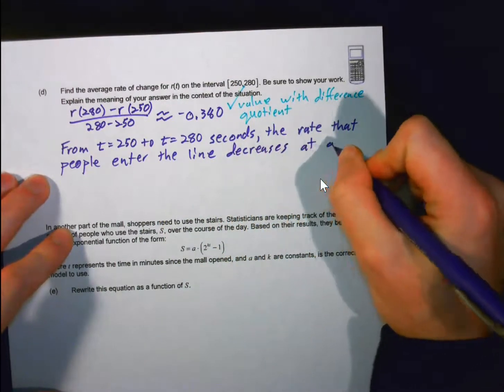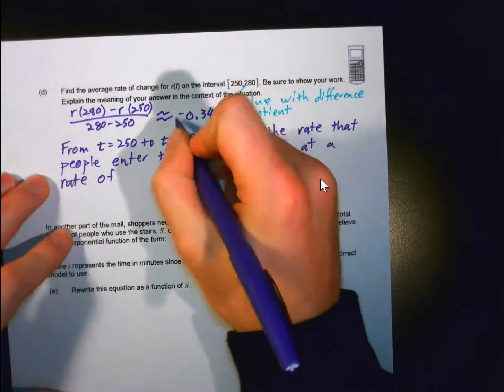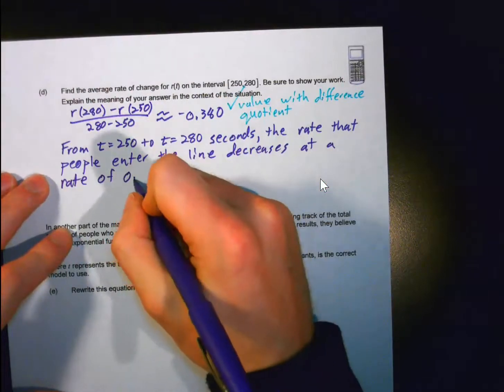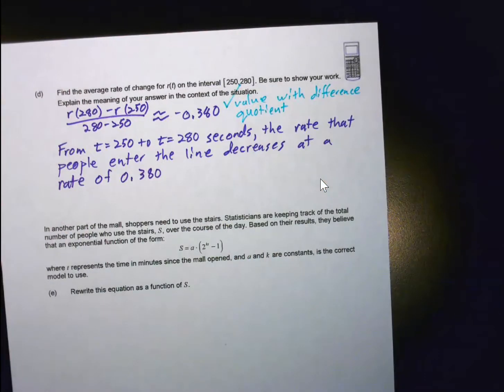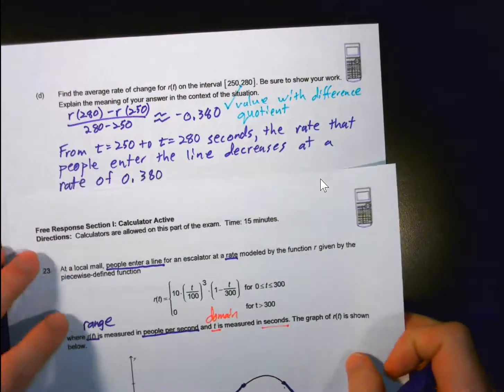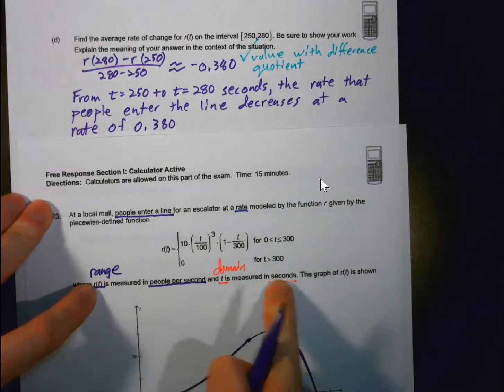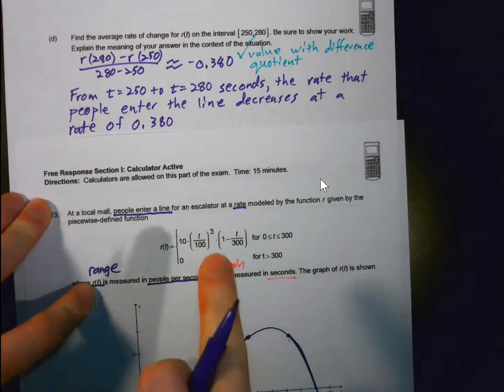at a rate of, all right, I'm going to take the negative away because I've already told you it's decreasing, so 0.380. What are the units going to be? Remember, what are my units of the domain and the range? The range has units of people per second. The domain is seconds. So my units are always the units of the range per units of the domain.